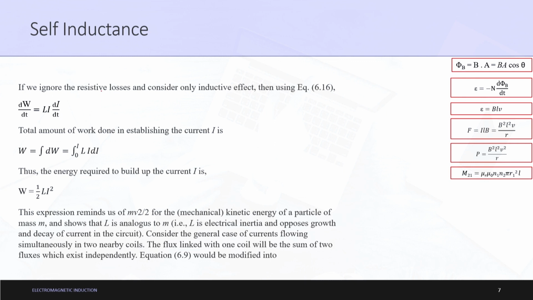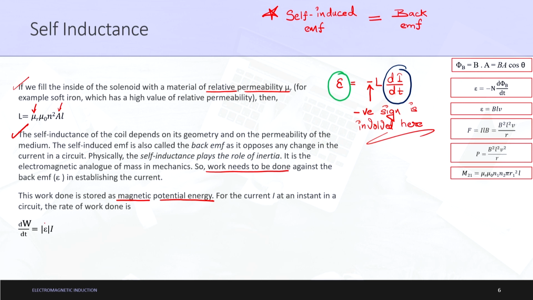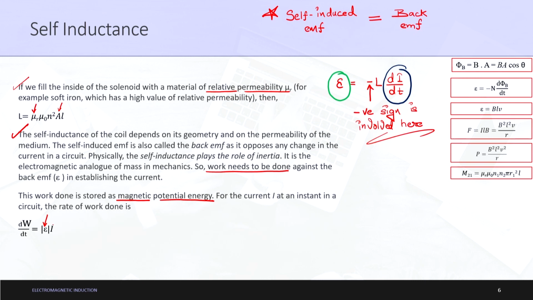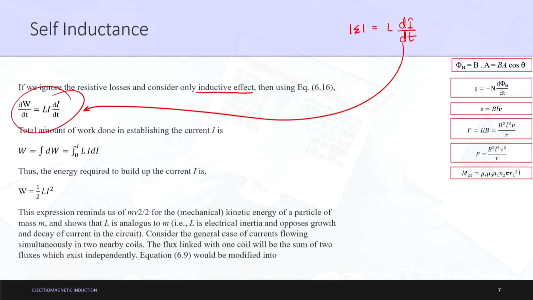So if we ignore the resistive losses and consider only the inductive effect, then we get dW by dt is equal to L I dI by dt. How is this being found? We are finding out the value of epsilon. What is the value of epsilon? That is equal to minus L dI by dt, but the mod value of epsilon will be nothing but L dI by dt. So directly this concept is being used here. Epsilon is equal to L dI by dt, and because it has been multiplied by the value of I, it is nothing but L I dI by dt.